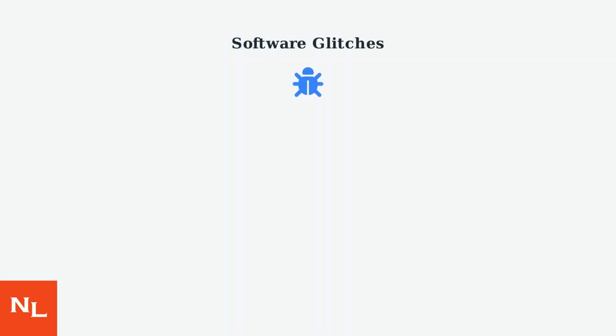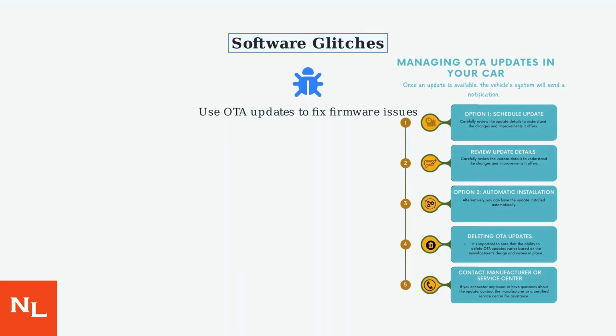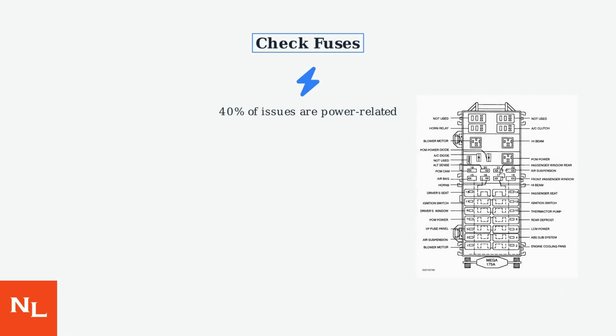If resets don't work, software glitches might be the issue, especially with the increasing use of over-the-air updates. Check fuses first, as it's the simplest and most overlooked step. A large portion of infotainment issues, 40% of malfunctions, are often power-related.